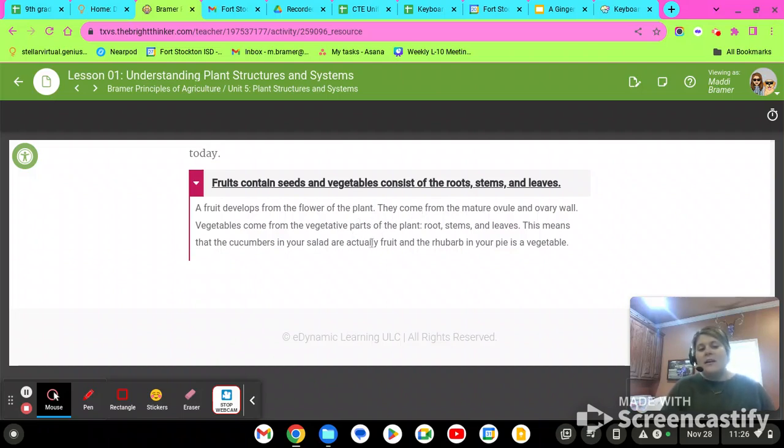But to answer the all-ever-asked question about is a tomato a fruit or a vegetable, technically a tomato is a fruit because it has seeds. And if you've ever had a tomato plant, they come from a flower. So the flower blooms, and then that turns into the tomato.